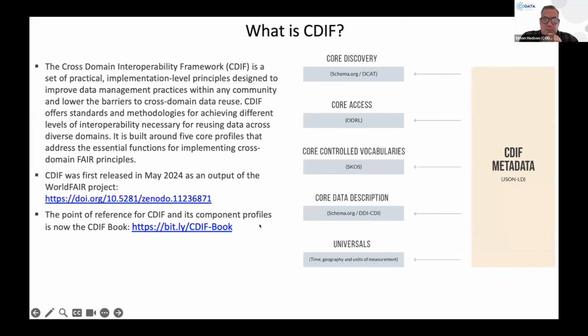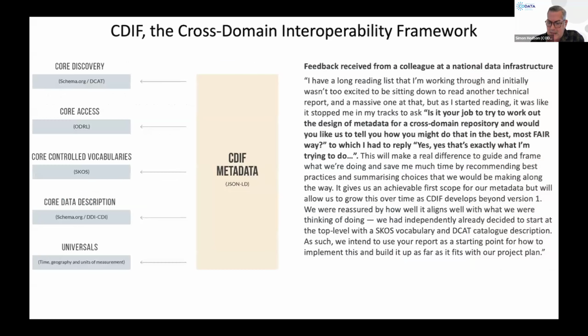So here's the cross-domain interoperability framework and the first version of that. We present practical implementation level principles designed to improve data management practice within any given community, but also to enable us to meet specific use cases for aggregation or integration of data within or across domains. It's currently built around 5 profiles, which help address some of these fundamental requirements. But there's further work ongoing, as I mentioned, in those new projects.